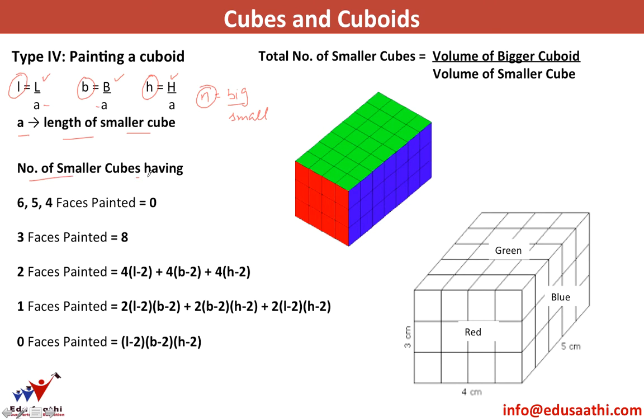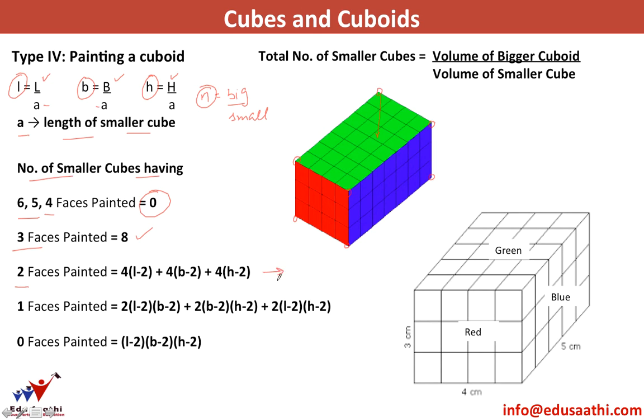So the number of smaller cubes having 6, 5 and 4 faces painted is again 0, as we discussed earlier. For 3 faces painted, there is no change, because it is always the corner ones which have 3 faces painted. I have 4, 5, 6, 7, and then I have one other cube which is exactly below this cube. Now for 2 faces painted, this is where the trick comes in.